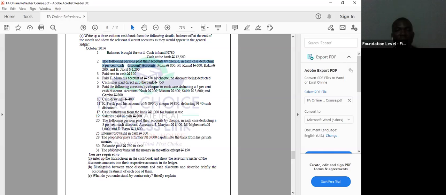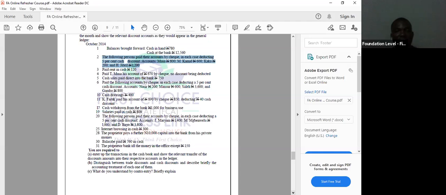The following person paid their account by check, so it's going to affect the bank column, okay? And they have a discount of what? They are deducting a 5% cash discount. Musa is 800, Kame is 600, Kaka is 200, Jibri is 1,200. Now, you need to know if this is discount received or discount allowed. Is it a discount received or discount allowed?